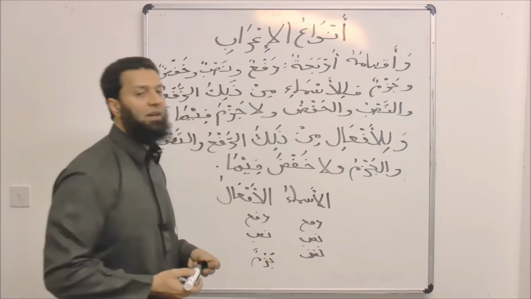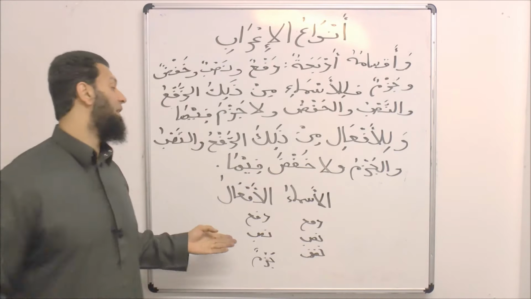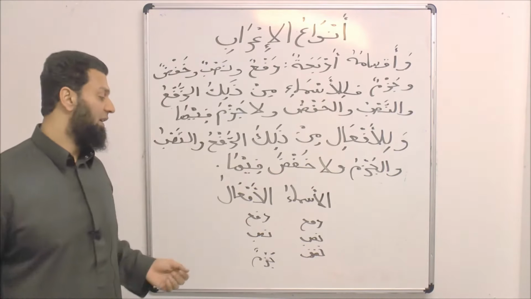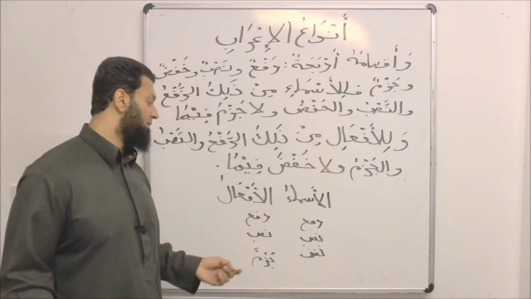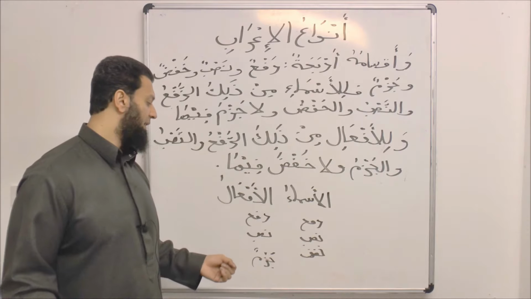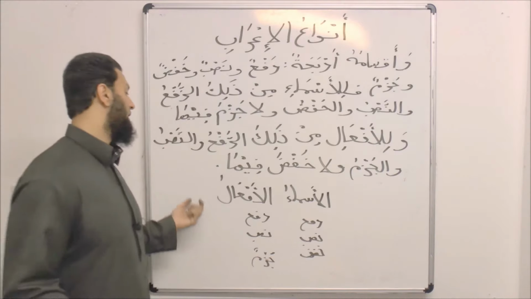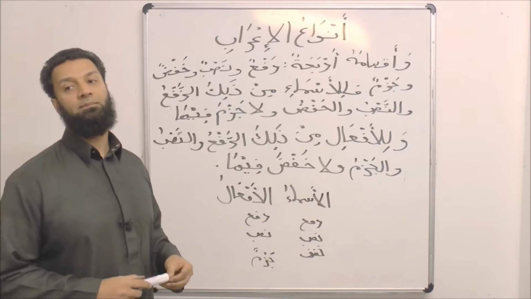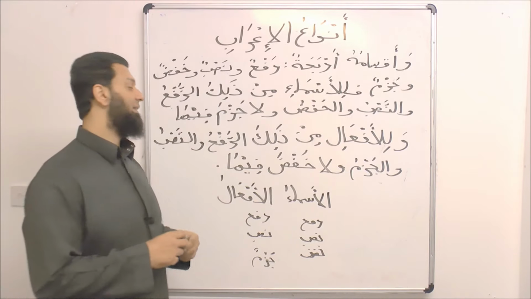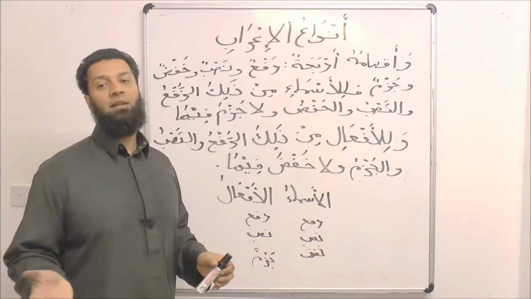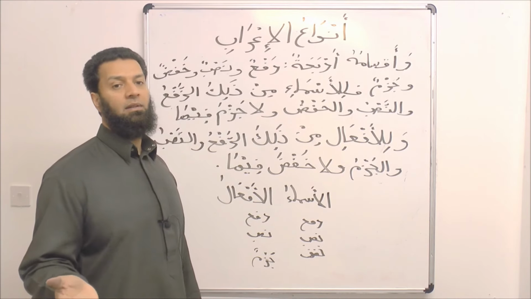So, back to my question. Two of them, raf' and nasb, can be on both al-asma' and al-af'al, right? But only khafd can be on al-asma', and only jazm on al-af'al. Right? Fahimtum?